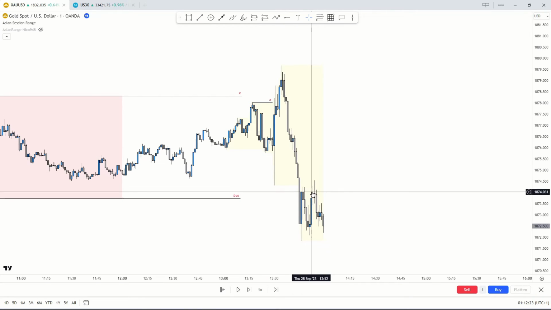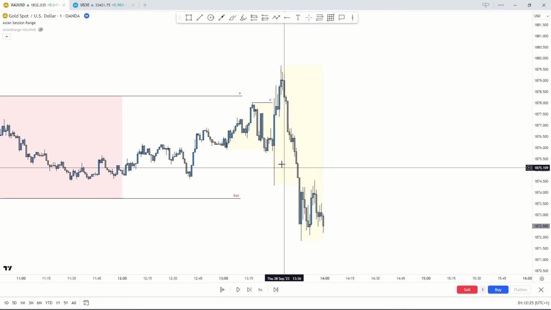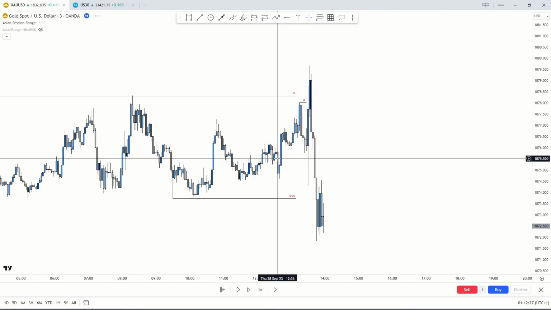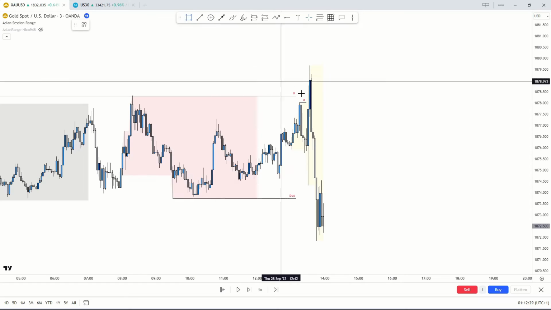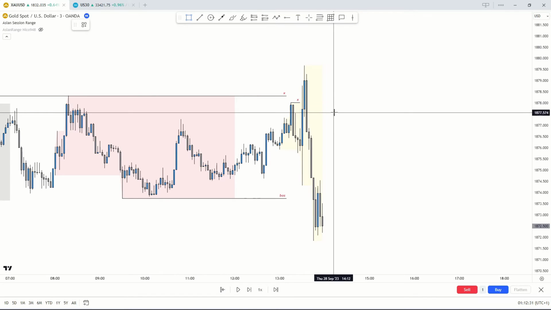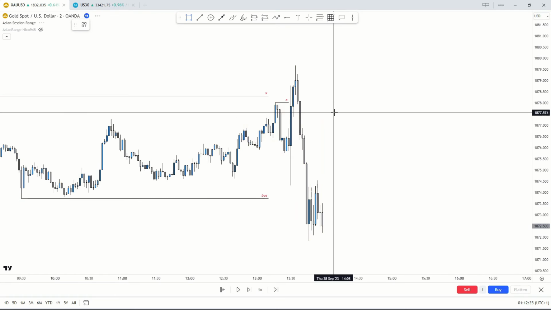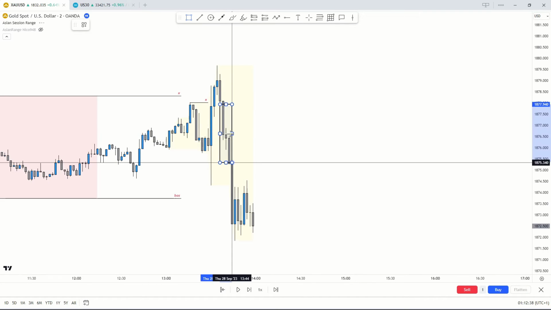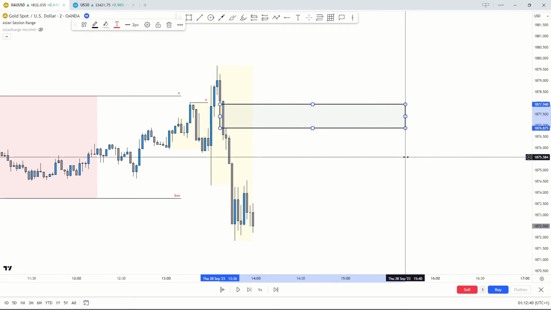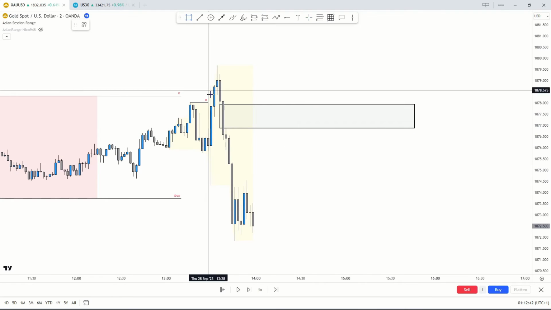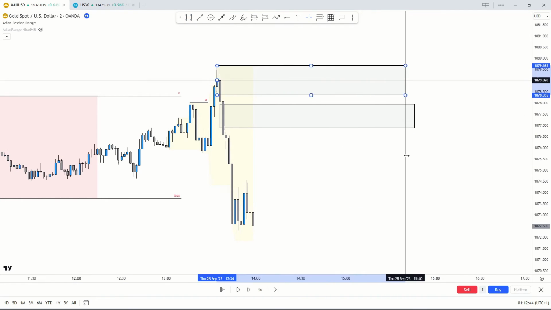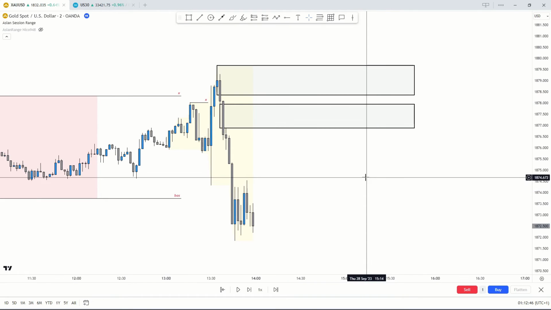Now let's bring in the entry model. So I mentioned, guys, that I'm going to be looking for a sort of bias, right? And the bias is going to be a supply and demand zone or a level of fair value gap. So the first thing was I spotted this 2-minute level of fair value gap, and I spotted this 2-minute level of supply right here. Now this is step one.